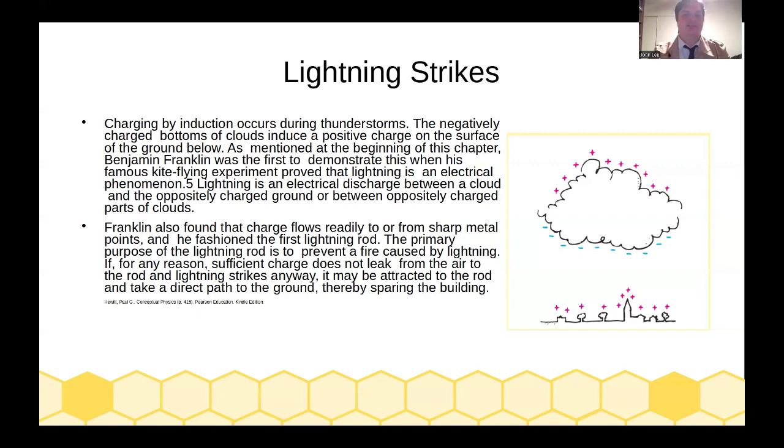The primary purpose of the lightning rod is to prevent a fire caused by lightning. If for any reason sufficient charge does not leak from the air to the rod and the lightning strikes anyway, it may be attracted to the rod and take a different path to the ground, thereby sparing the building.